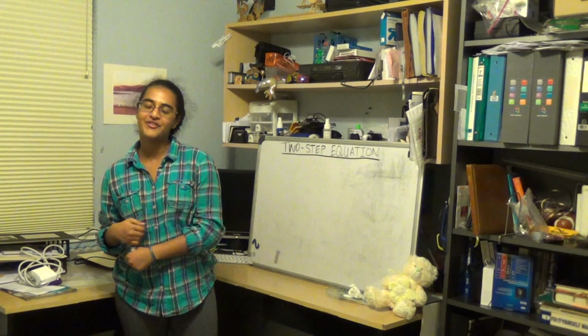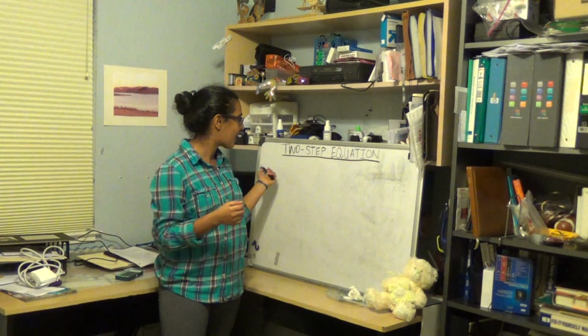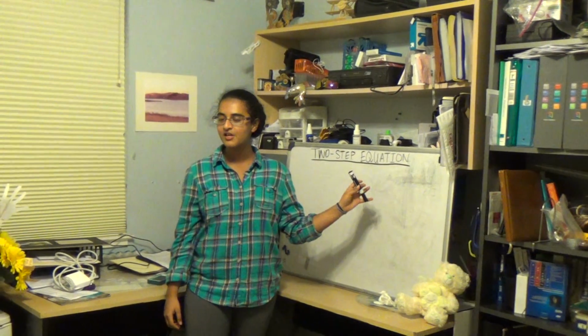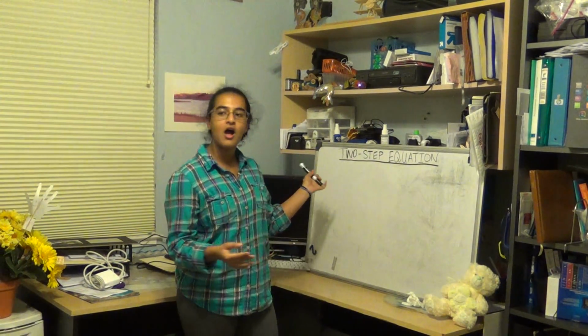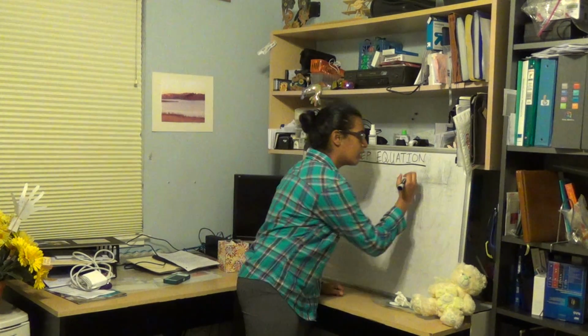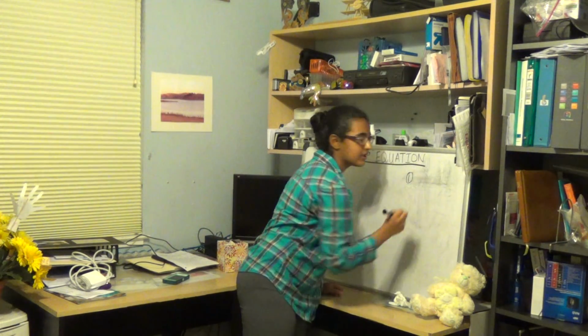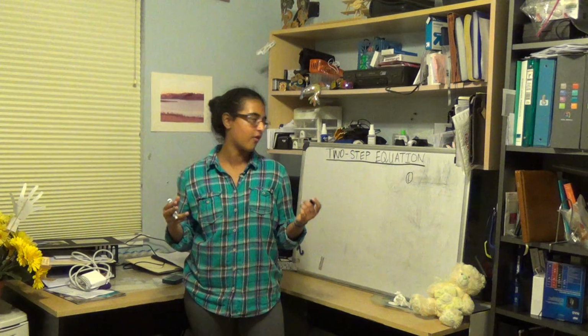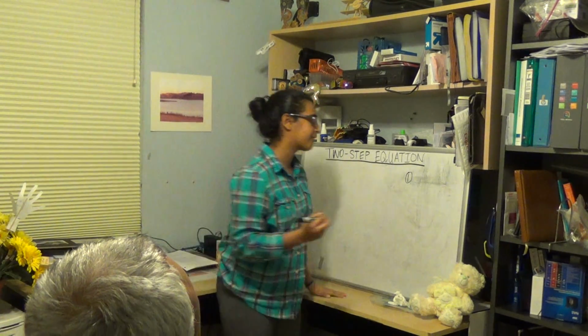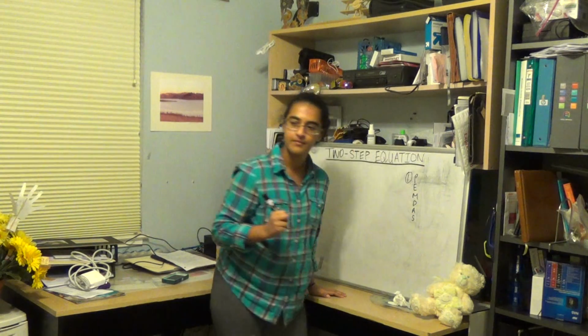Okay, hi everyone. So today we're going to learn how to solve two-step equations. And before we start, we should go over the three basic rules we need in order to solve this. So the first rule is you've got to remember what the order of operation is. A way to remember that is by the acronym PEMDAS. Does anyone remember what PEMDAS stands for?